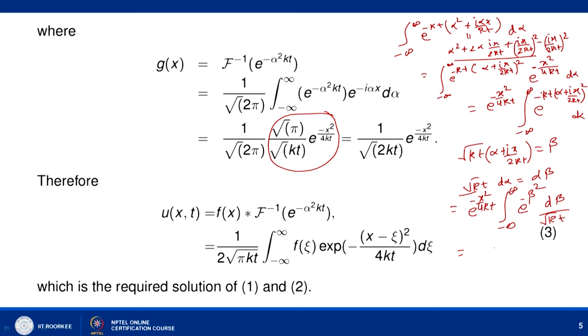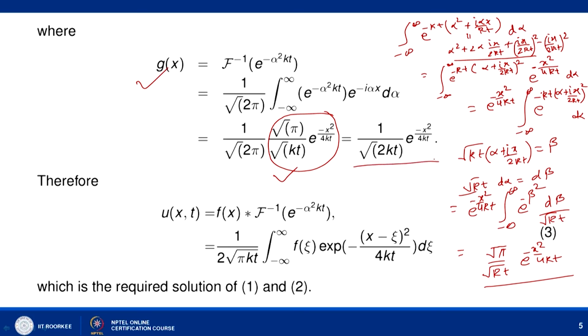So, I can write this as root pi, and this root kt will be here into e to power minus x square upon 4 kt, and that is what we have written here. So, it means that this quantity, integral from minus infinity to infinity of e to power minus alpha square kt into e to power minus i alpha x d alpha, if you solve this, we have root pi upon root kt e to power minus x square upon 4 kt. Now, by simplifying, we can write it as 1 upon under root 2 kt e to power minus x square upon 4 kt. So, our g of x is coming out to be this quantity.